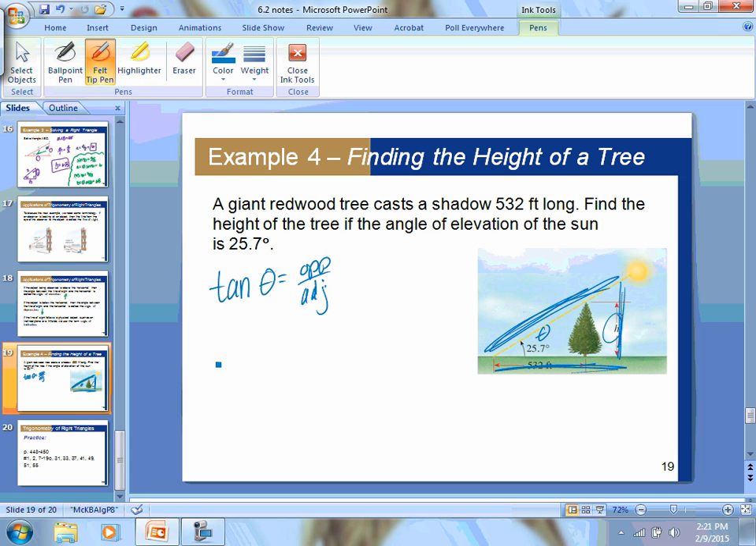Okay, so our angle was 25.7. And then our opposite is our height. That's what we're finding, and our adjacent is the 532. That's the shadow. So now we have an equation that we can solve for h. So we have to multiply both sides by 532.